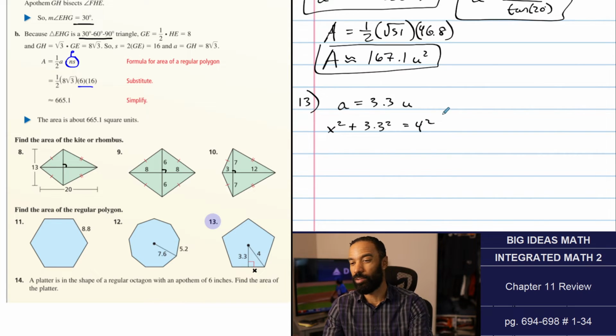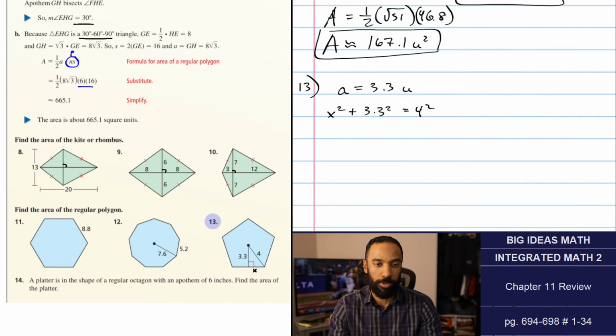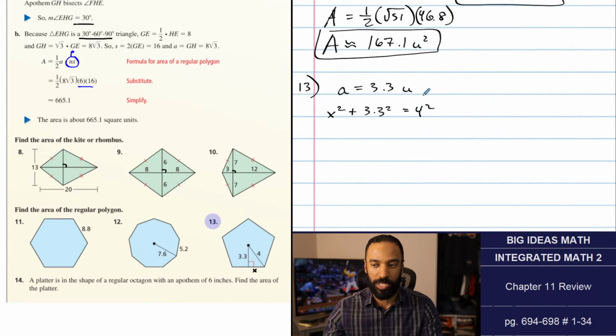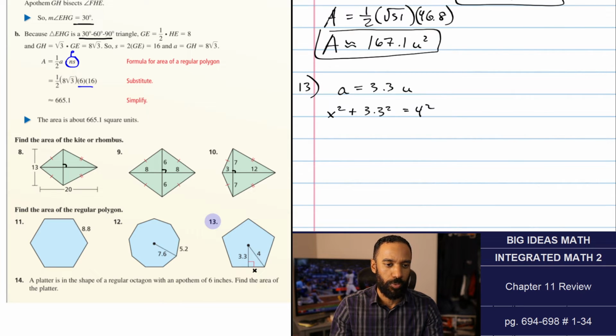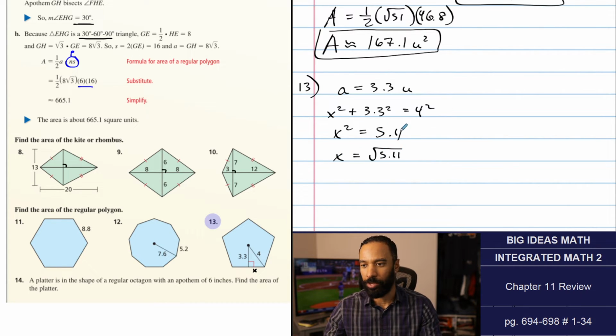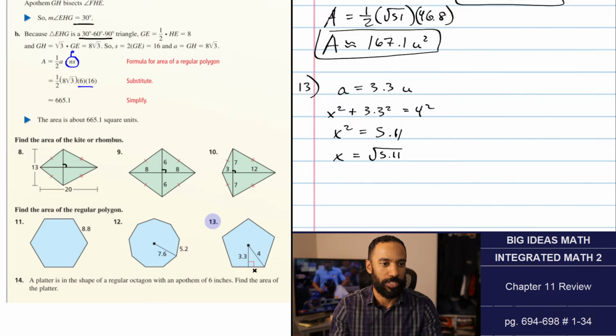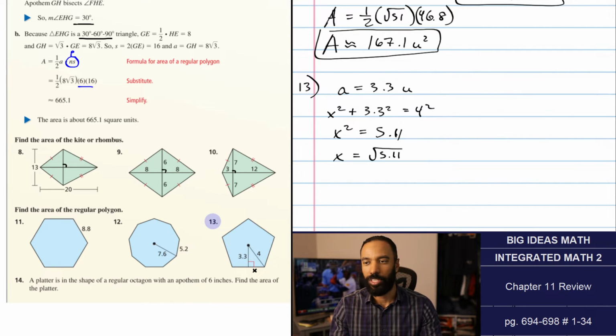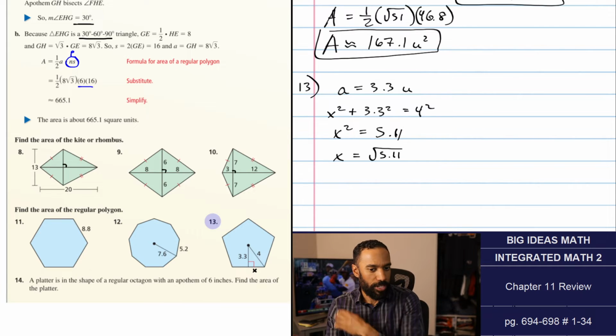I don't know if this is part of a Pythagorean triple set. This is going to be a beautiful looking number. I know that number is 16, but I don't know what happens when you subtract 3.3 squared from it. So let's see. 5.11. So x squared is 5.11, so x is the square root of 5.11. Let's see if it cleans up. I don't think it does. I don't think that's a perfect square value. Definitely not. So the square root of 5.11 is just x, right?